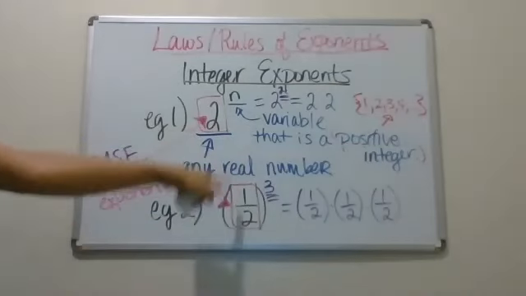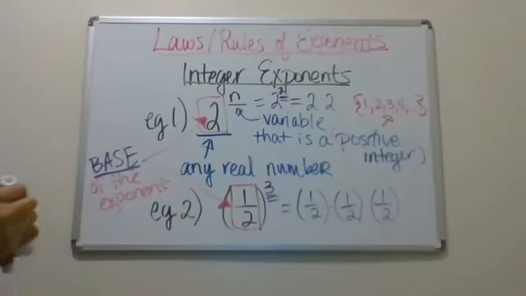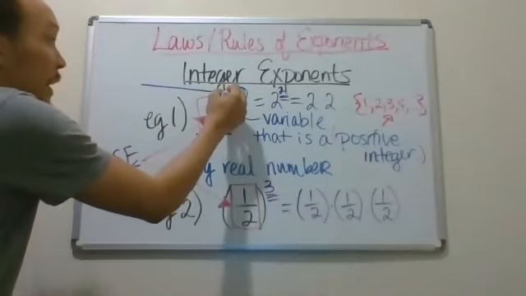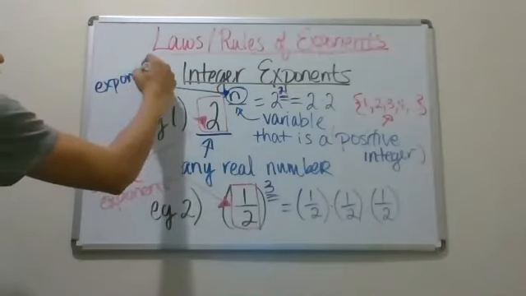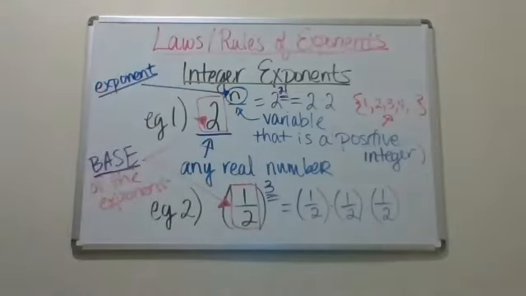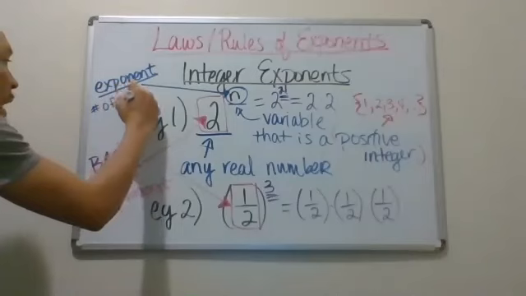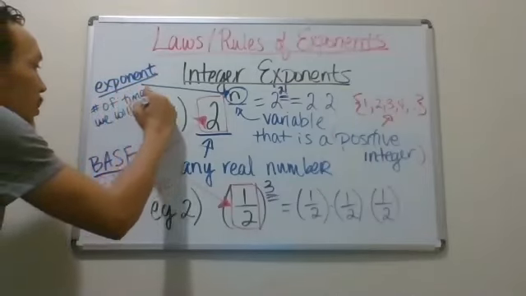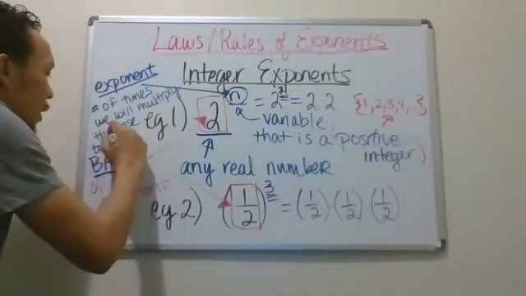Base of the exponent. I'm going to use blue for this. We call the letter n, my variable n, the exponent. That is our exponent. That is the number of times we will multiply the base to itself.